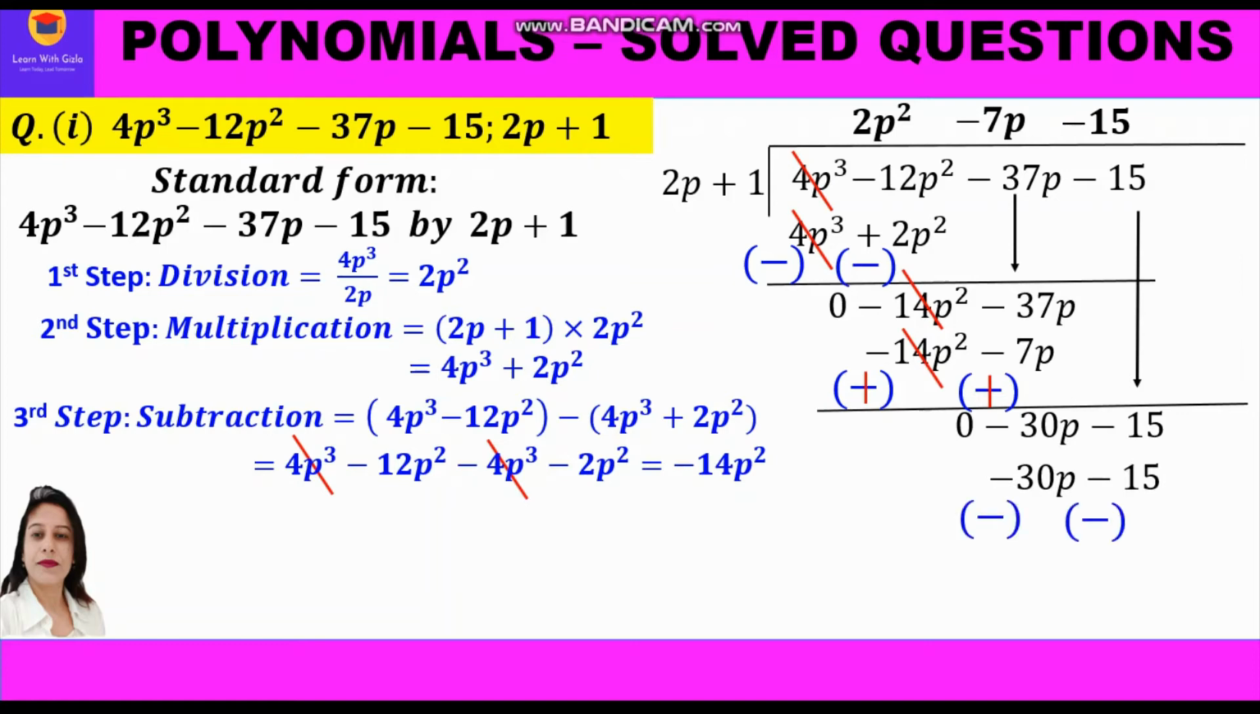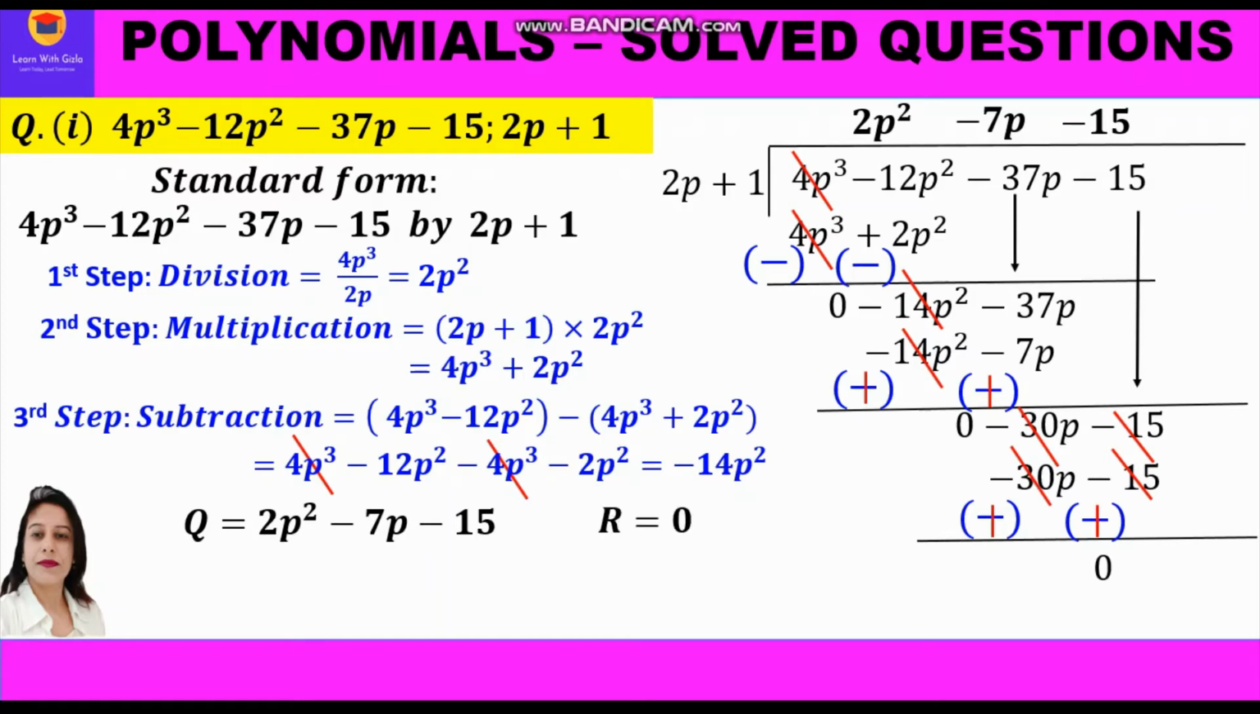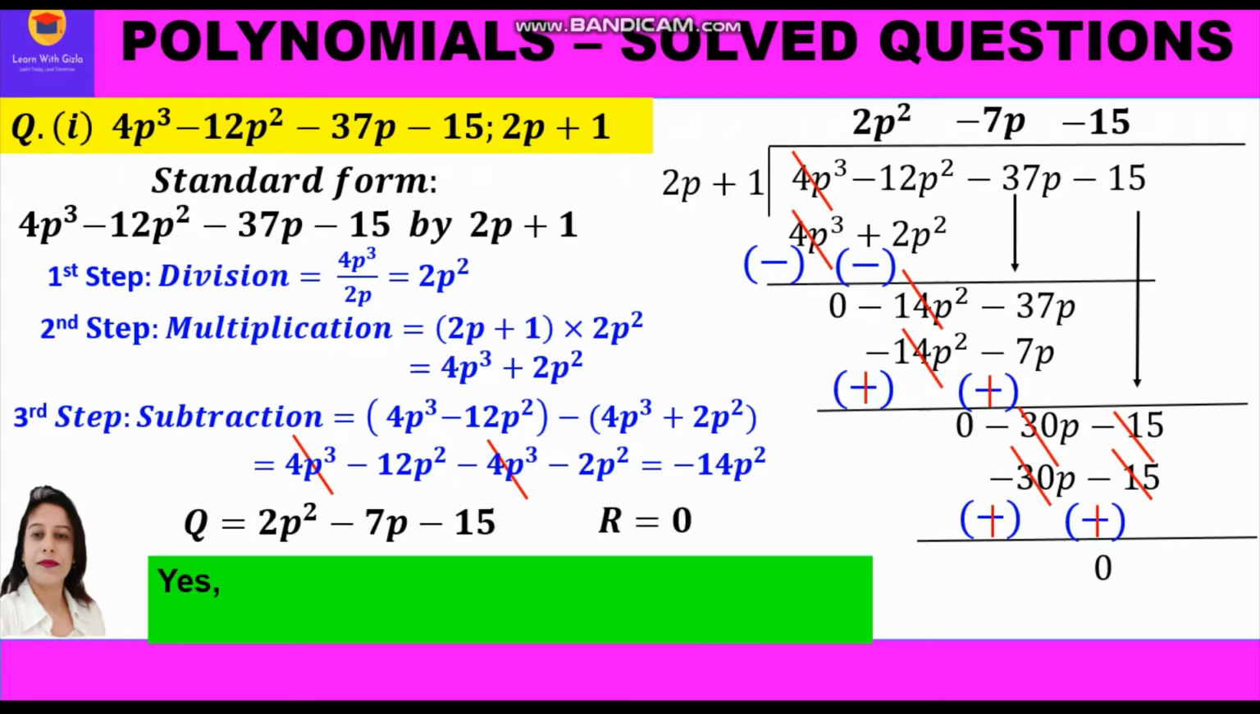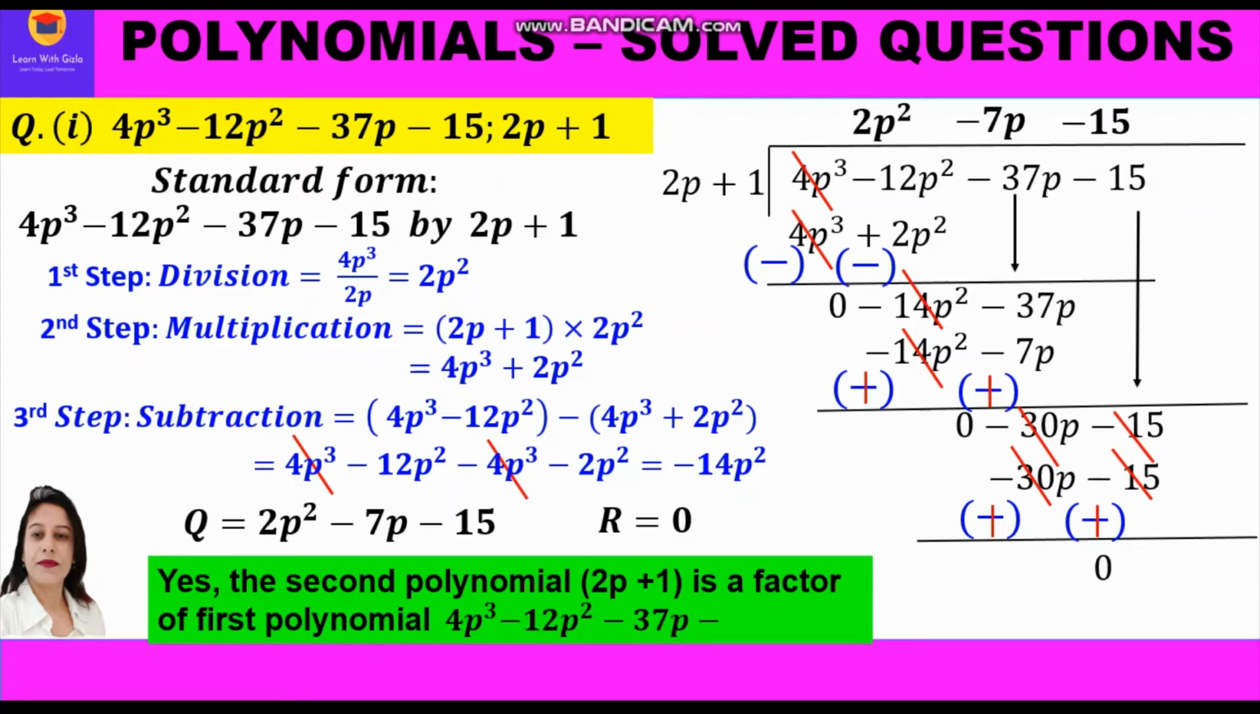So we shall write minus sign just below the product and change the sign. Now minus 30p will become plus 30p and minus 15 will become plus 15. Now further minus 30p and plus 30p will cancel, and minus 15 and plus 15 will also cancel with each other, and we are left with the remainder 0. So over here the quotient is 2p square minus 7p minus 15 and remainder is 0. So we can say since the remainder is 0, so yes, the second polynomial, that is 2p plus 1, is the factor of the first polynomial, that is 4p cube minus 12p square minus 37p minus 15.